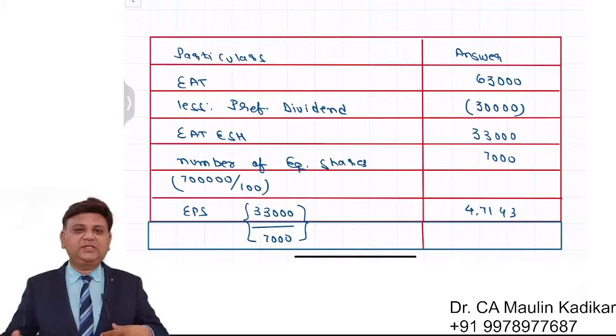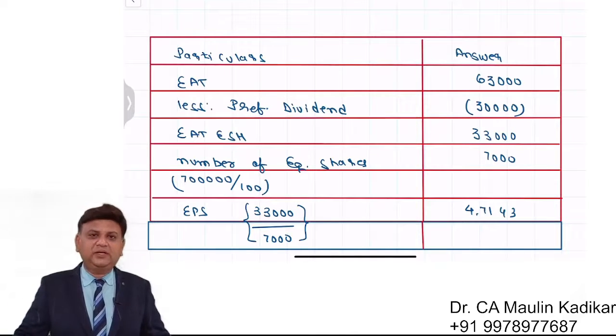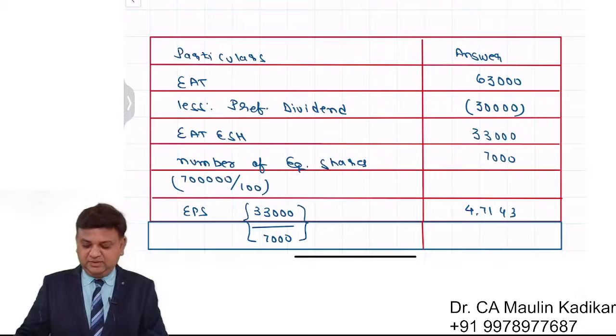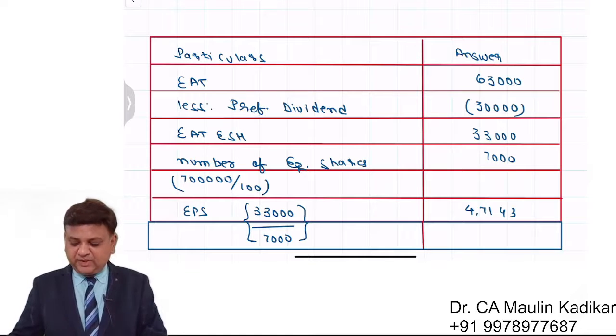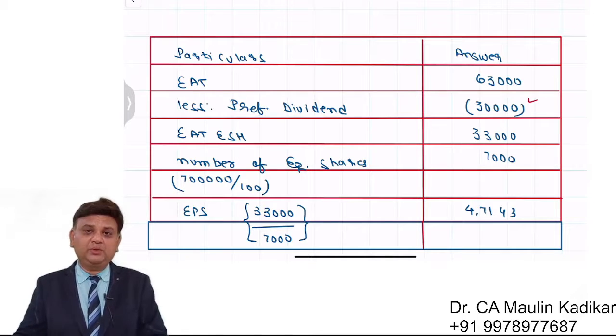Always remember, friends, when we are calculating earning per share, whatever equity dividend we pay to the equity shareholders will never be deducted. However, the preference dividend is required to be deducted in order to compute earning per equity share.